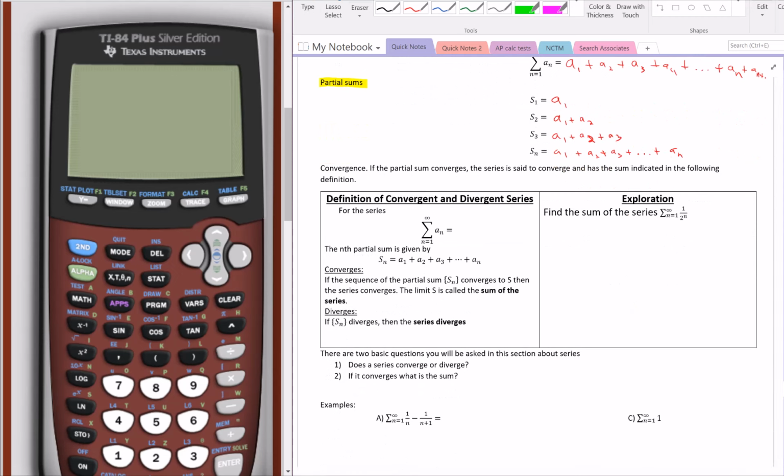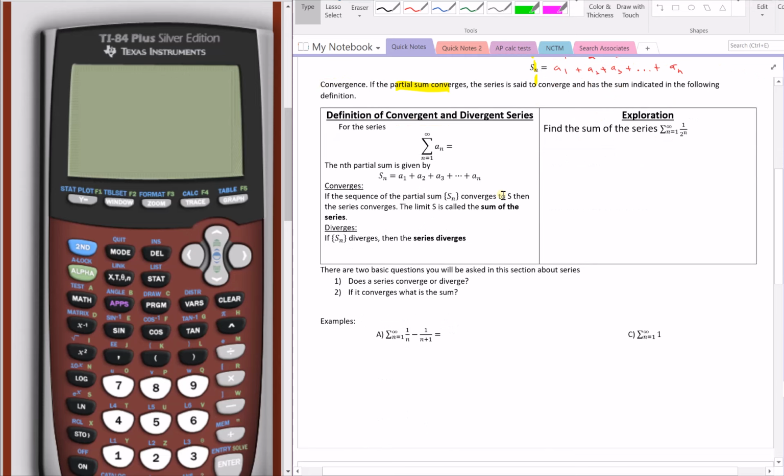So what we say is, if the sequence of partial sums converges, then the series is said to converge and has the same sum as whatever these numbers were approaching. It's a little bit confusing to think about without actual numbers, so we'll do an example with numbers so you can see what it actually looks like.